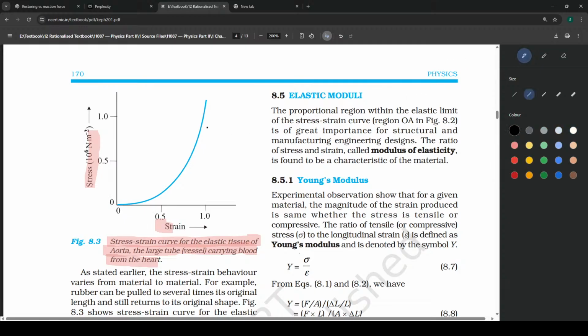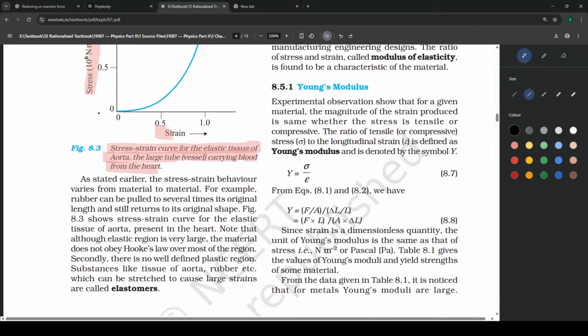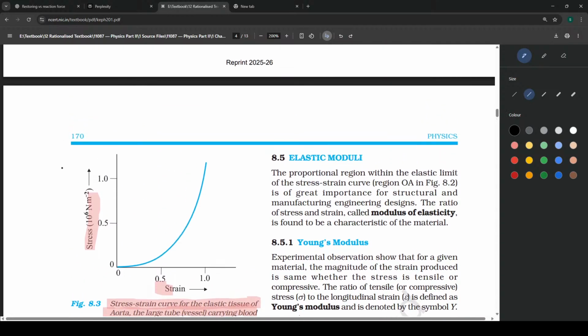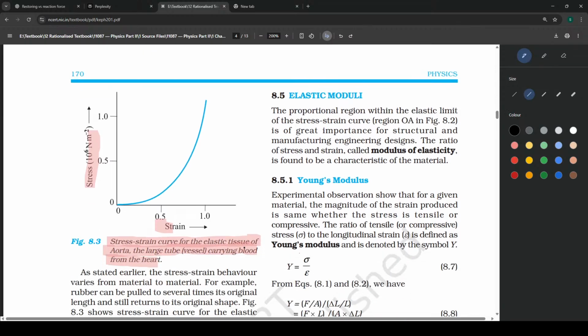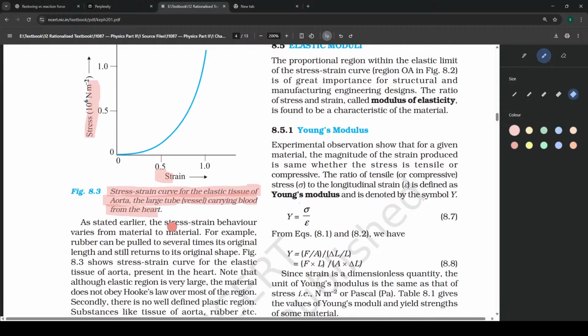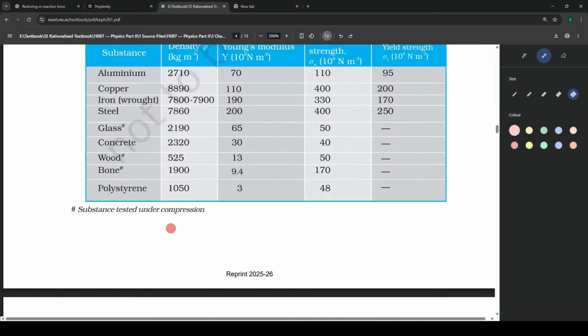We can identify that it is very elastic because till this many Newton per meter square, that is this many pascals, it is still proportional. That's all, just given as an example here.